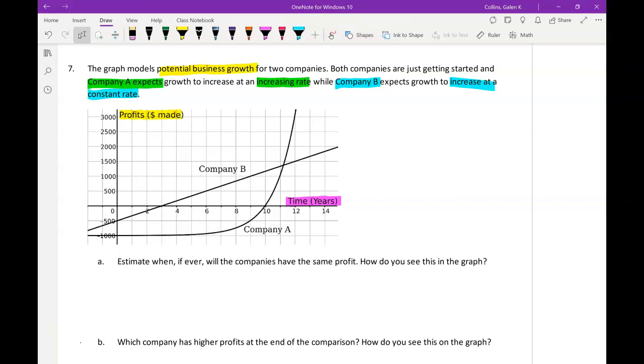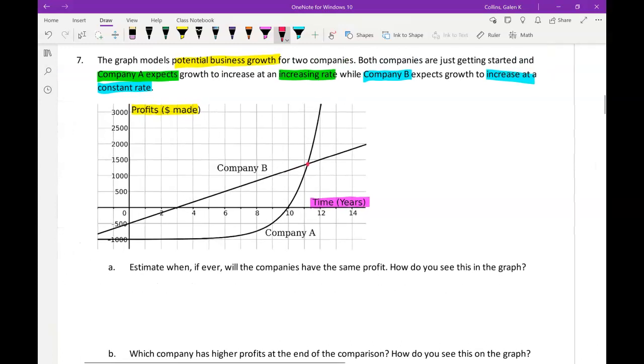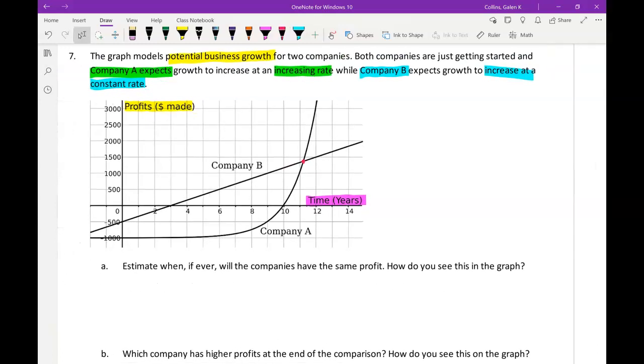So in part A, estimate when, if ever, the companies will have the same profit, and how do you see this in the graph? Well, remember, profit is on the y-axis. And in the graph, I only see one place where the 2 graphs have the same y value at the same time, and that is this point of intersection. So again, we're asked to estimate when. So when is going to be a time value, and we said time is what is labeled on our x-axis.